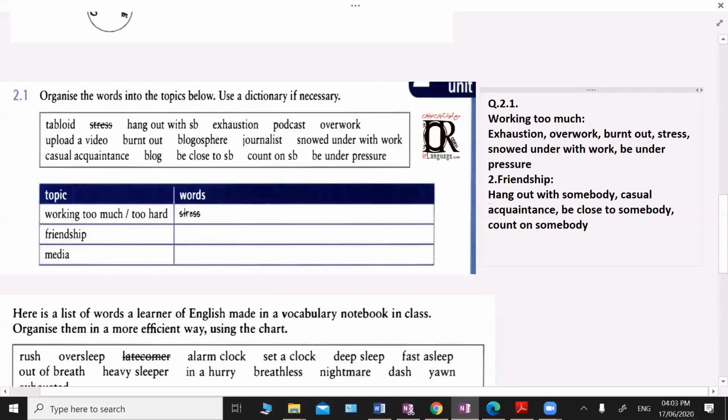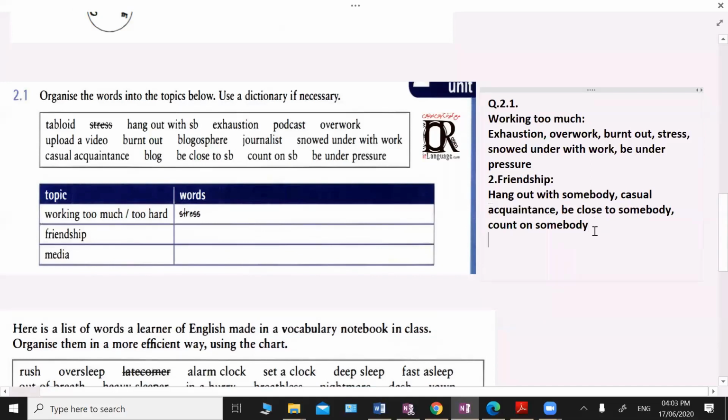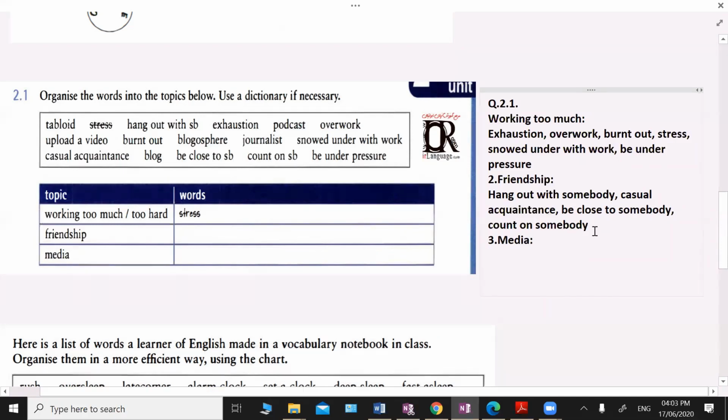The next one, please feel free to ask if it is a small thing and you don't understand. This is the right place to ask. Okay. Next one, we have media. Tabloid. Yes, that's right. And another one, podcast. Can I say podcast? Yes. Podcast, that's right.